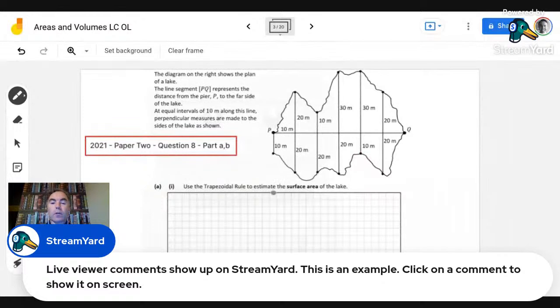All right, so let's look at a new question, and this is the trapezoidal rule. We have to sum up all the areas in here. So let's get those. If you look in your log tables, the trapezoidal formula is on page 12 of your log tables.